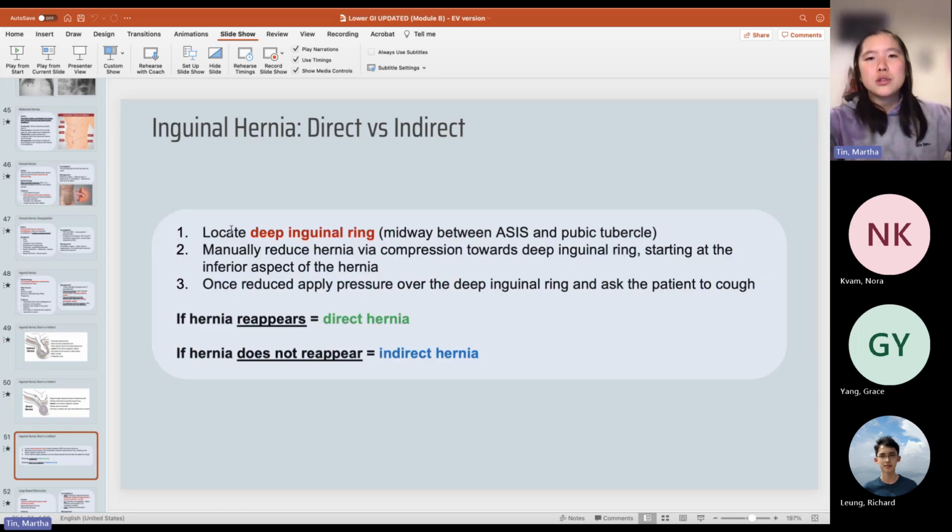So the way you can differentiate between a direct and indirect hernia on a patient is if you locate the deep inguinal ring. This is halfway between the ASIS, the anterior superior iliac spine, and the pubic tubercle. You can first locate that and then push the hernia back in. Then you can press on the deep inguinal ring and ask them to cough. If it reappears, then it's direct. If it doesn't reappear, it's indirect, because your other hand is pressing on where the hernia is coming out from, if that makes sense.